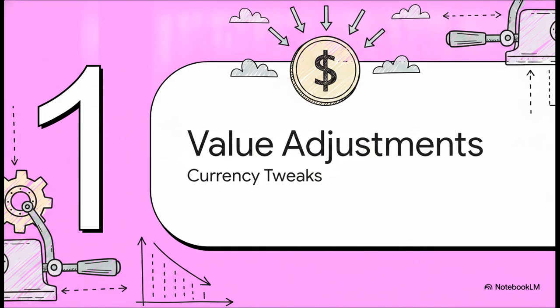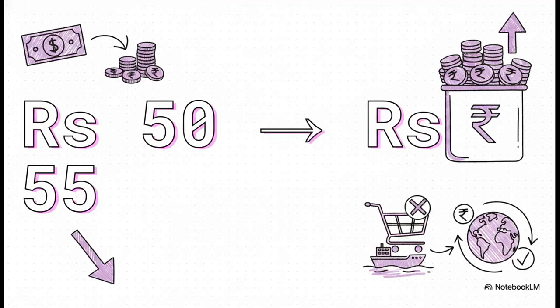This module is all about tweaking the actual value of our currency. So if we look at our first lever, depreciation, this kicks in under a flexible exchange rate system. We basically let market forces automatically drop the currency's value. Think of it like this. Say $1 used to exchange for 50 rupees, but now boom, it shifts to 55 rupees. Our currency just depreciated.